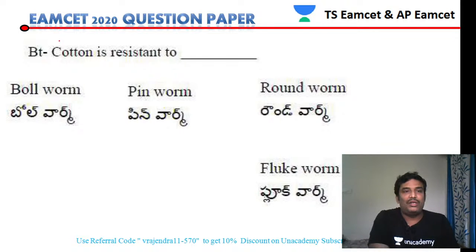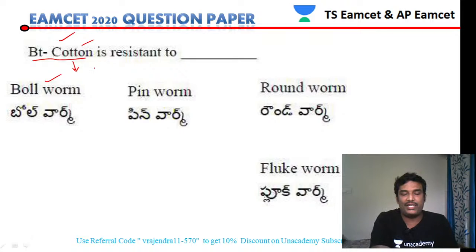Next question. So BT cotton. BT cotton means cotton that is produced through recombinant DNA technology, using the Bacillus thuringiensis gene. So the Bacillus thuringiensis gene is present inside this cotton, and that's why it is called BT cotton. BT cotton is resistant to specific worms, those are called bollworms.